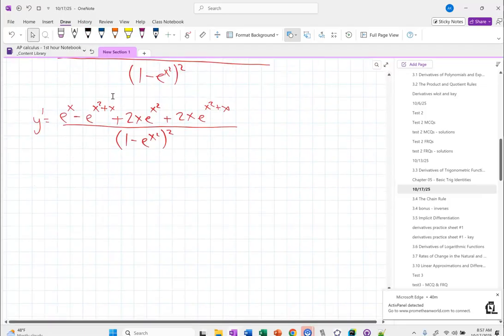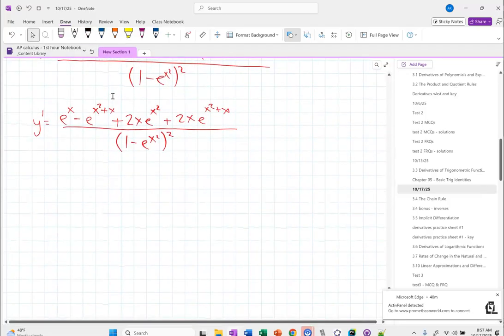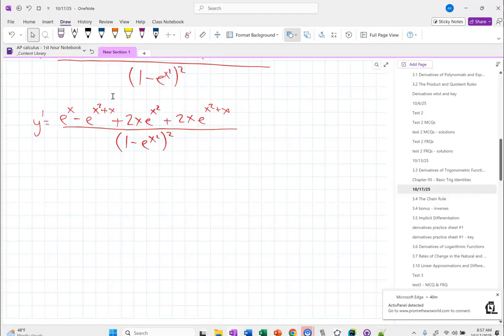I'm going to do one more example because it looks like we're just about out of time. Okay. This is going to be crazy town. Everybody ready?